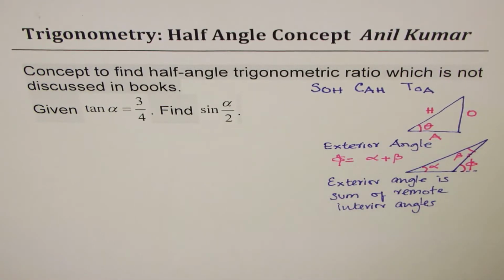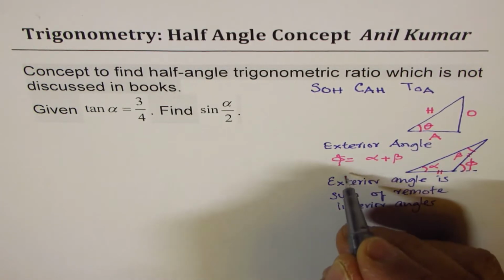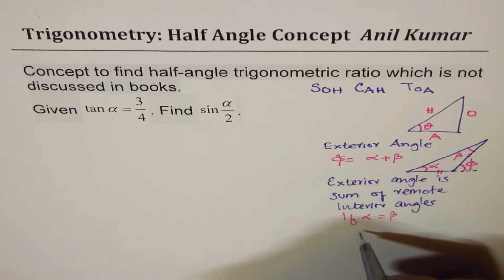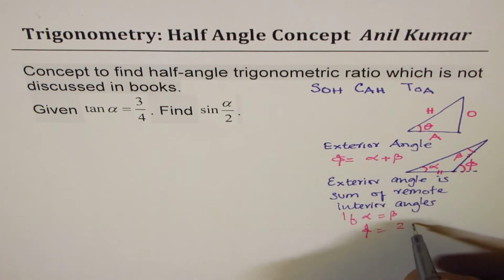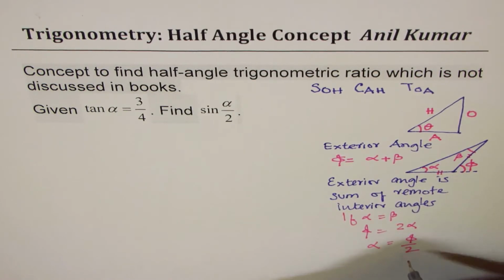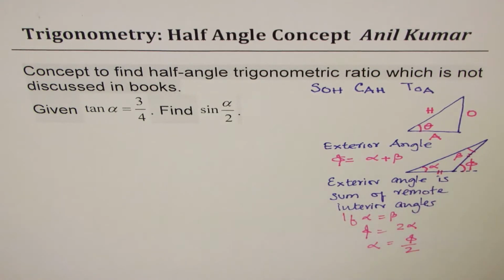If I say that these two sides are equal, in that case, if alpha equals beta, that means phi, the exterior angle, will be 2 alpha, and we can say alpha is phi by 2. Do you see that? So we get half the angle if we have a situation like this. So that is the concept which will help you solve such questions, right? All these concepts are very basic, as you have seen, and we are going to apply this now. So I hope this is clear, right?